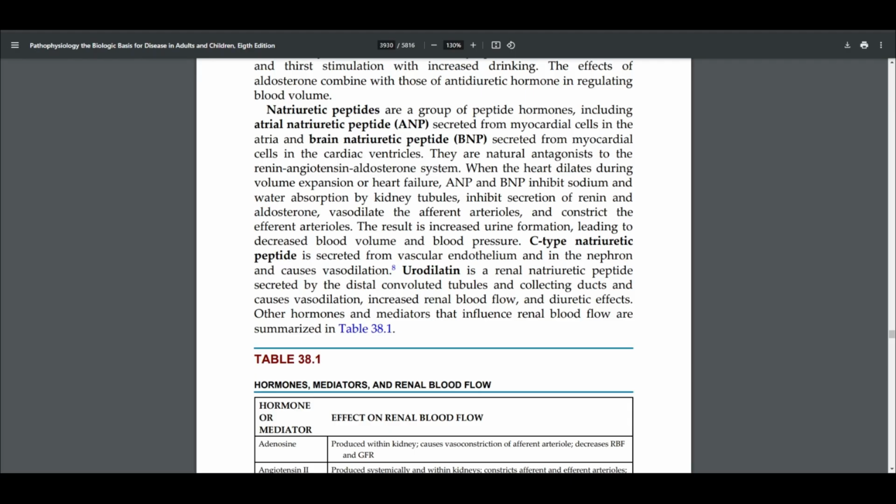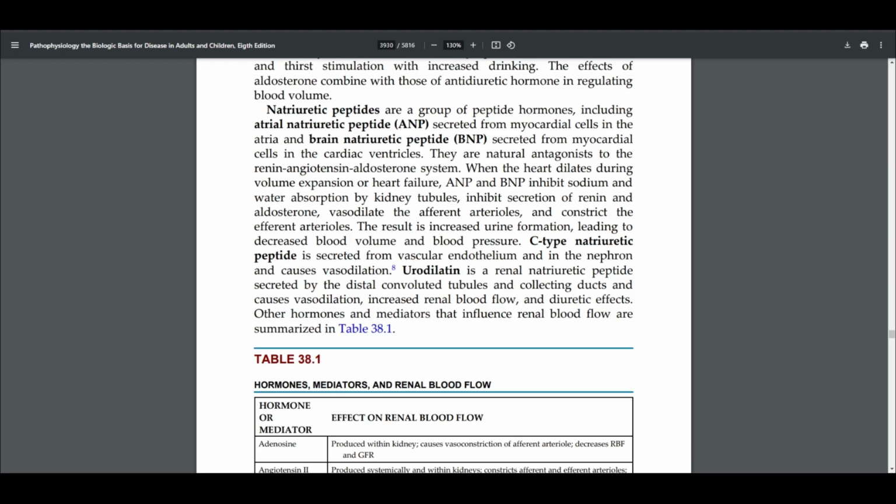When the heart dilates during volume expansion or heart failure, ANP and BNP inhibit sodium and water absorption by kidney tubules, inhibit the secretion of renin and aldosterone, vasodilate the afferent arterioles, and constrict the efferent arterioles. The result is increased urine formation, leading to decreased blood volume and a decreased blood pressure.